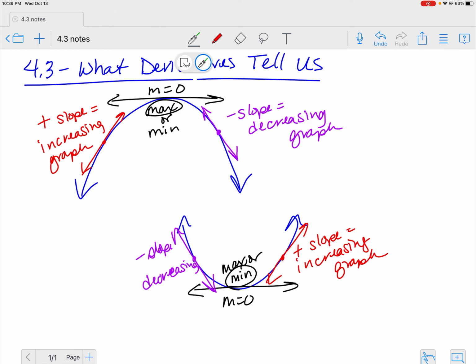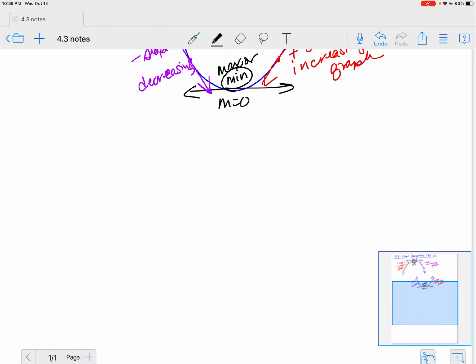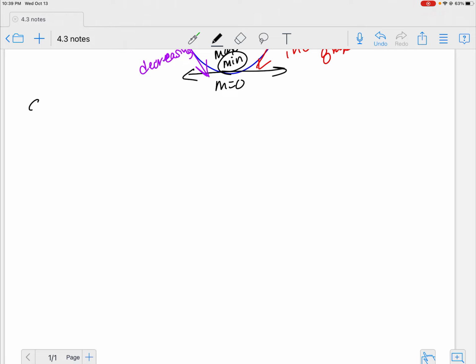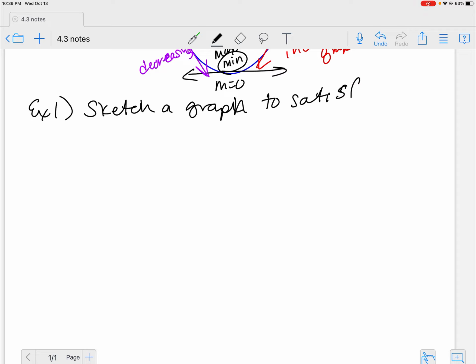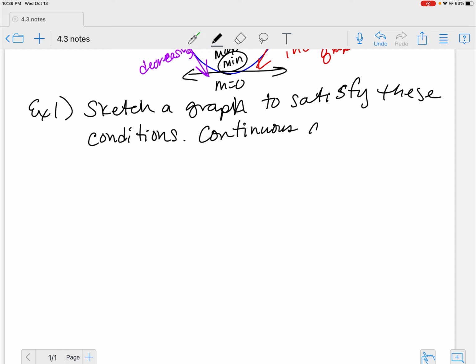Okay, check this out. We want to look here at example 1. We're going to sketch a graph to satisfy these conditions. It is a continuous graph. That's important to know. From negative to positive infinity. So it's continuous everywhere, so we don't have to worry about that.